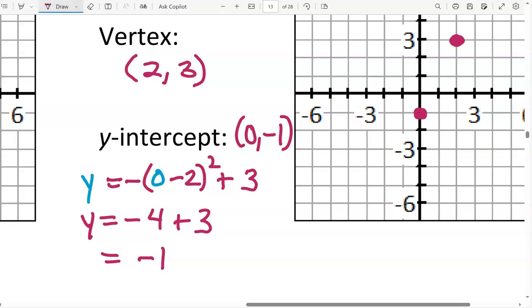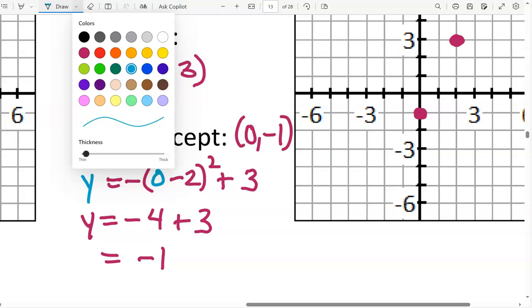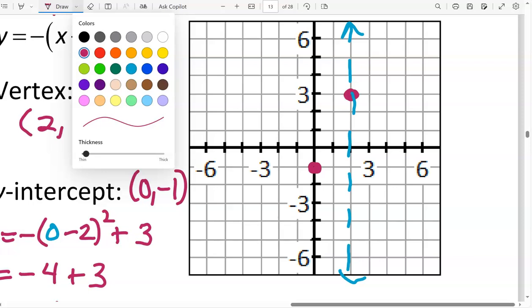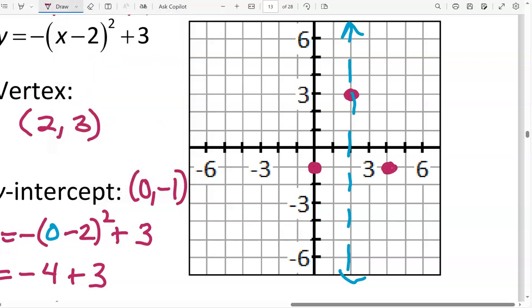And let's remember that the vertex is a point that will be contained on the axis of symmetry. So our axis of symmetry is this vertical line right here that goes through the vertex. There's a reflection of the y-intercept on the other side of that axis that is also on the parabola, and that will give us our 3 points that we need to provide a fairly accurate graph there.